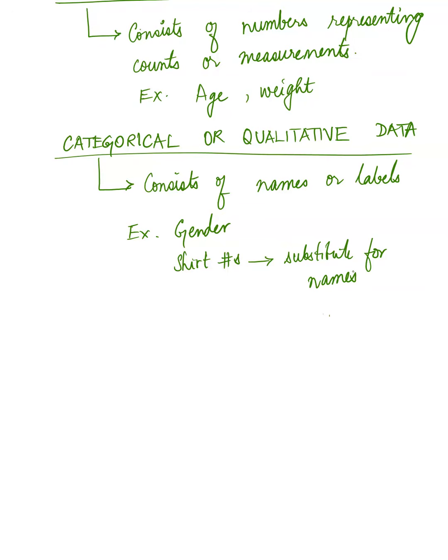So remember that we could have the color of the eye. That again is a quality. It's an attribute. So you could say green, blue, brown, hazel, all that. So you don't have a number to indicate that.